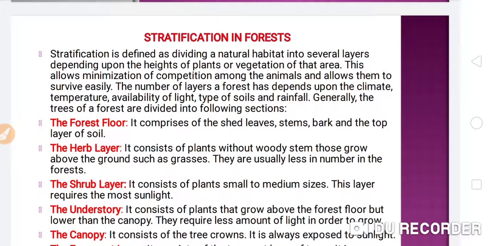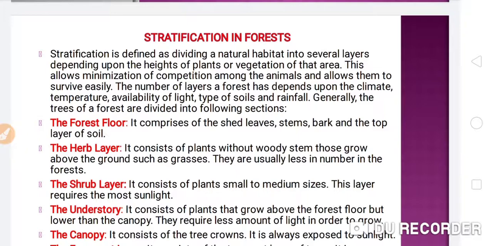Actually, a forest is a very huge natural habitat for different kinds of plants as well as different kinds of organisms, like animals also. Stratification divides the habitat into several layers depending upon the heights of the plants or vegetation of that area. This allows minimization of competition among the animals and allows them to survive easily.